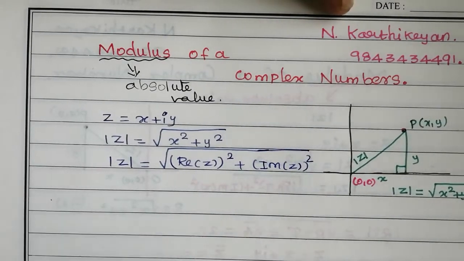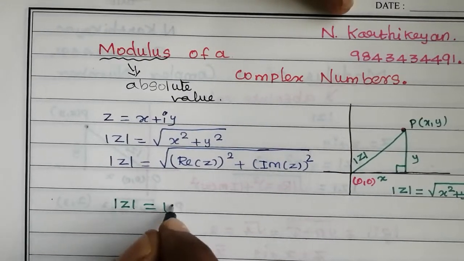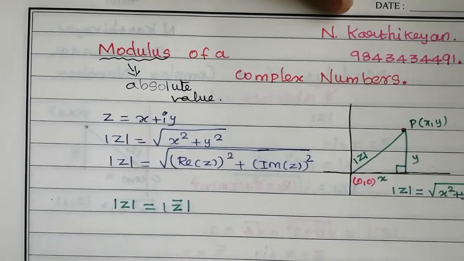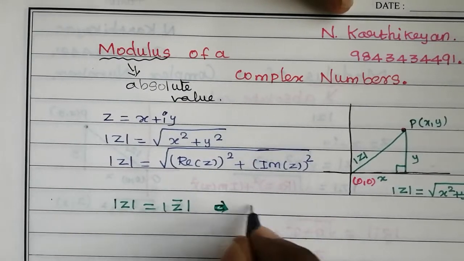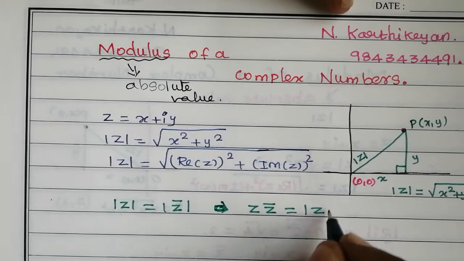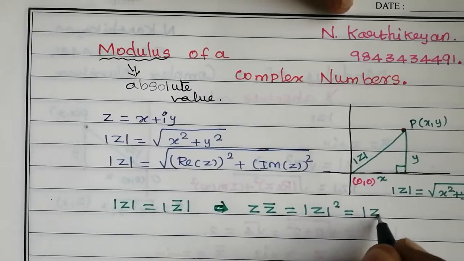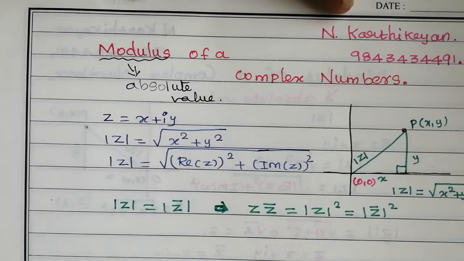Then modulus of z equals modulus of z bar, and then z times z bar equals modulus of z square, or modulus of z bar the whole square.